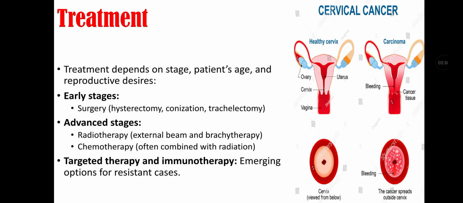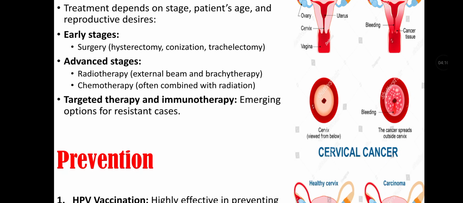Treatment of cervical cancer. Treatment depends on stage, patient age and reproductive desires. In early stages, a doctor can do surgery, that may be hysterectomy, conization or trachelectomy. In advanced stages, radiotherapy and chemotherapy can be done. In radiotherapy, external beam and brachytherapy is done, and chemotherapy is often combined with radiation. And third, we can do targeted therapy and immunotherapy, that is an emerging option for resistant cases of cervical cancer.